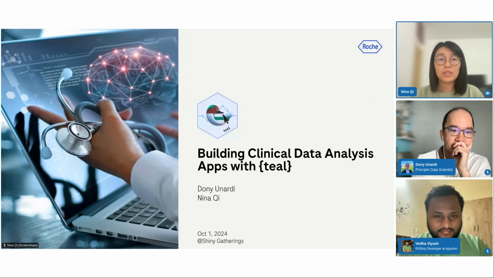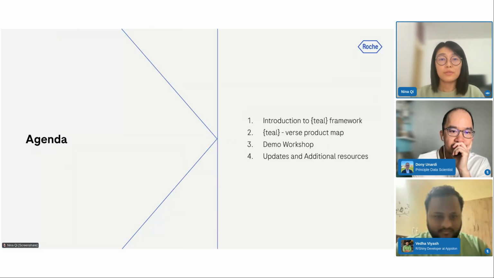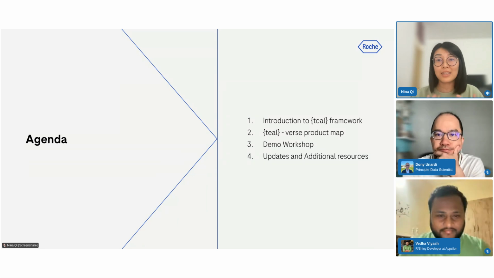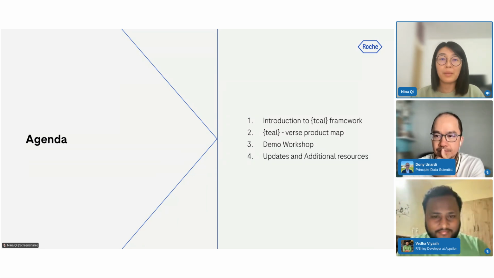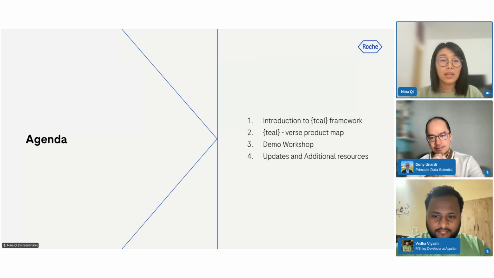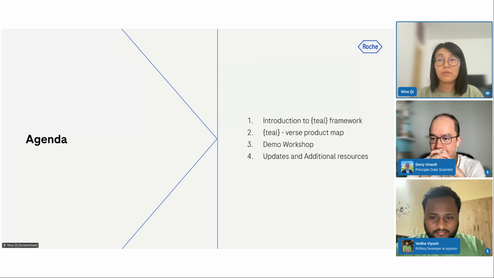So Teal is a product that has been developed within Roche and Genentech in the past few years. And it's open source. As a scalable R Shiny based framework, Teal can help unlock the power of interactive data exploration. We started with clinical trials, and now it can go beyond clinical trials in order to accelerate our insights generation.